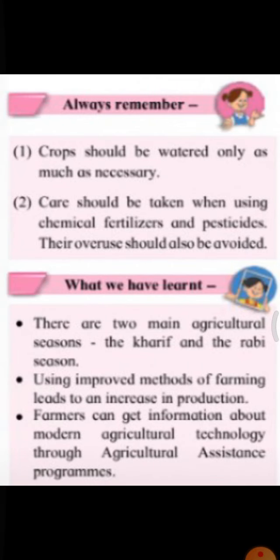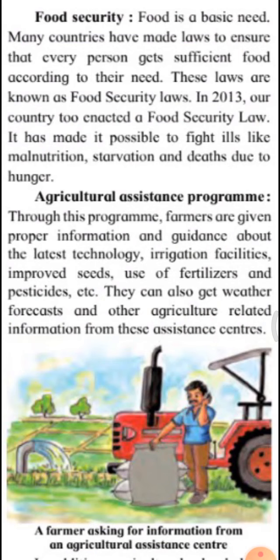Okay, children. Now we'll see about food security. Children, we all know that food is a basic need of all the human beings, right, children? Many countries have made laws to ensure that every person gets sufficient food according to their need. These laws are known as food security laws, and they are made so that every person can get sufficient food to eat. In 2013, our country too had enacted a food security law, and it has made it possible to fight ills like malnutrition, starvation, and deaths due to hunger.